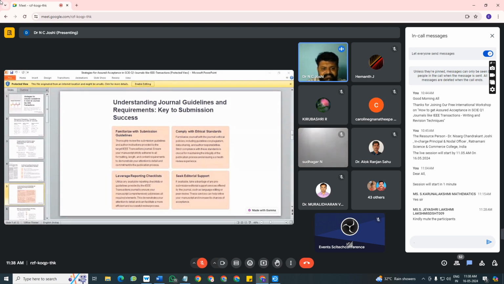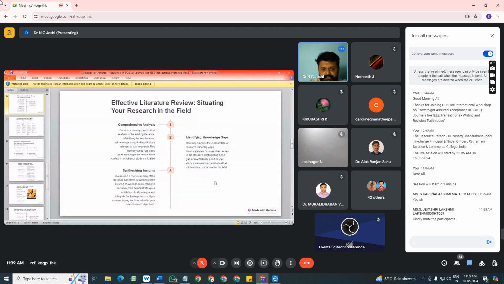Synthesize insights. Go beyond a mere summary of the literature. Synthesize the existing knowledge into cohesive narratives. This demonstrates your ability to analyze and integrate the findings of multiple sources. Okay.